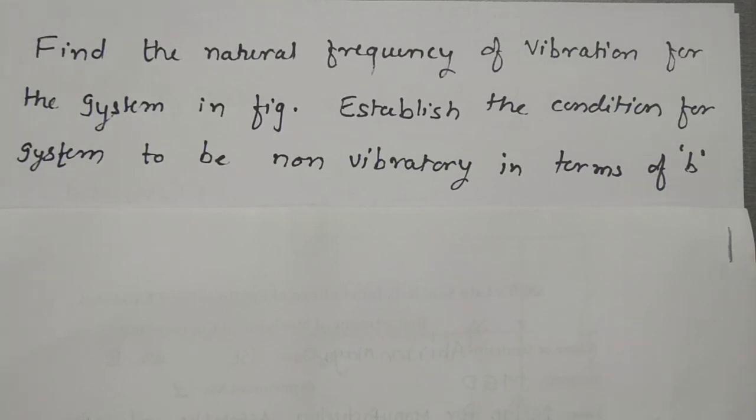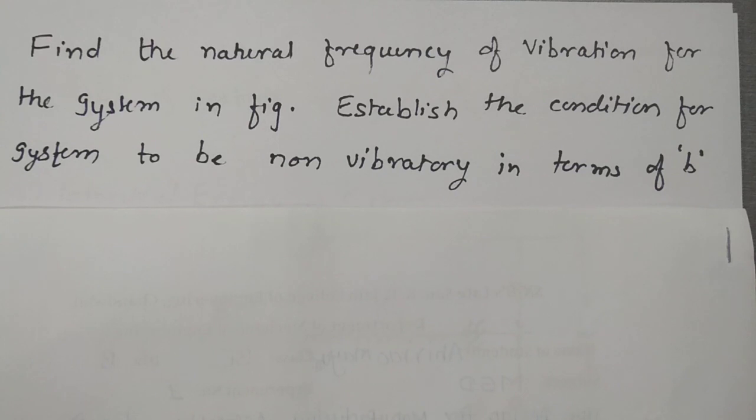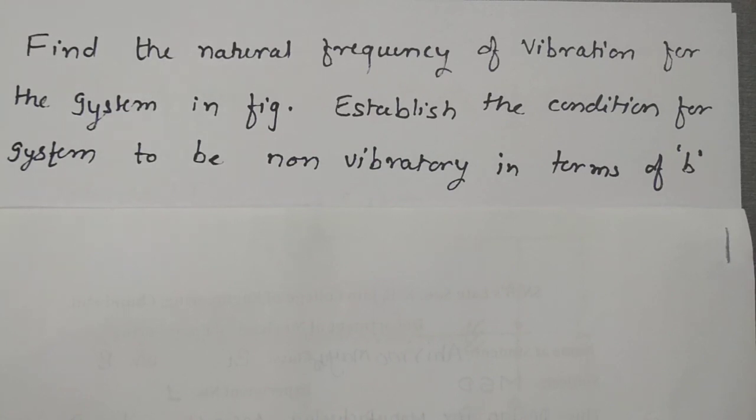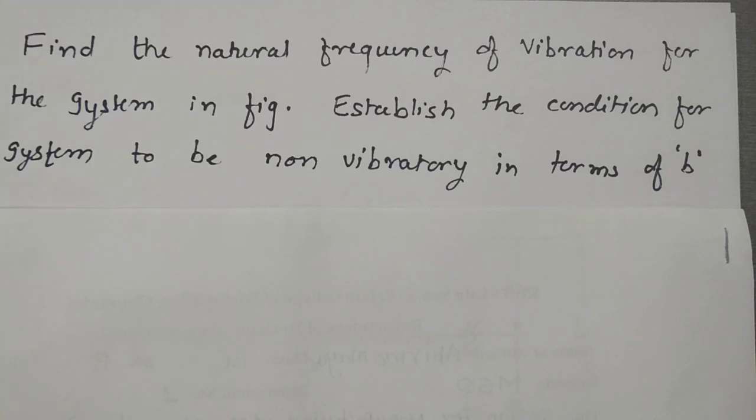Another numerical: find the natural frequency of vibration for the given system as shown in the figure. Then another portion is asked, the second part: establish the condition for the system to be non-vibratory in terms of small b.